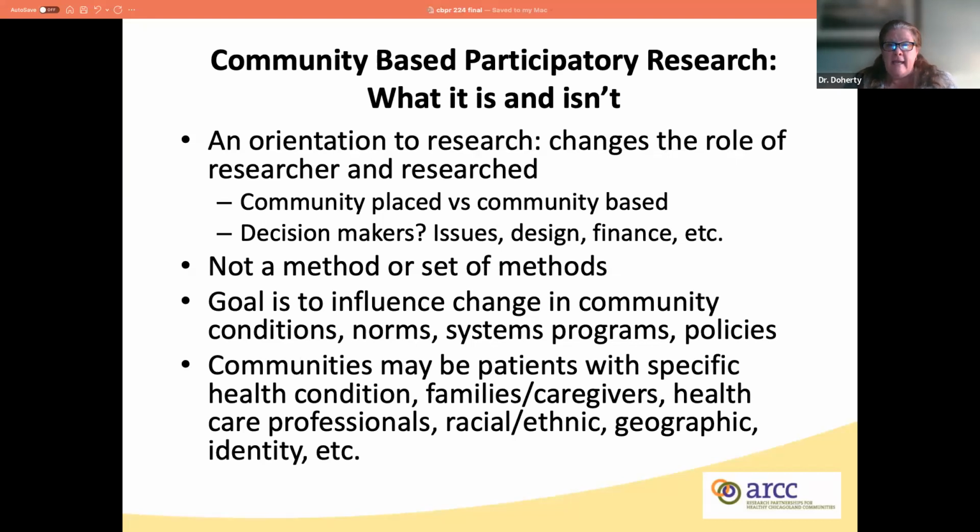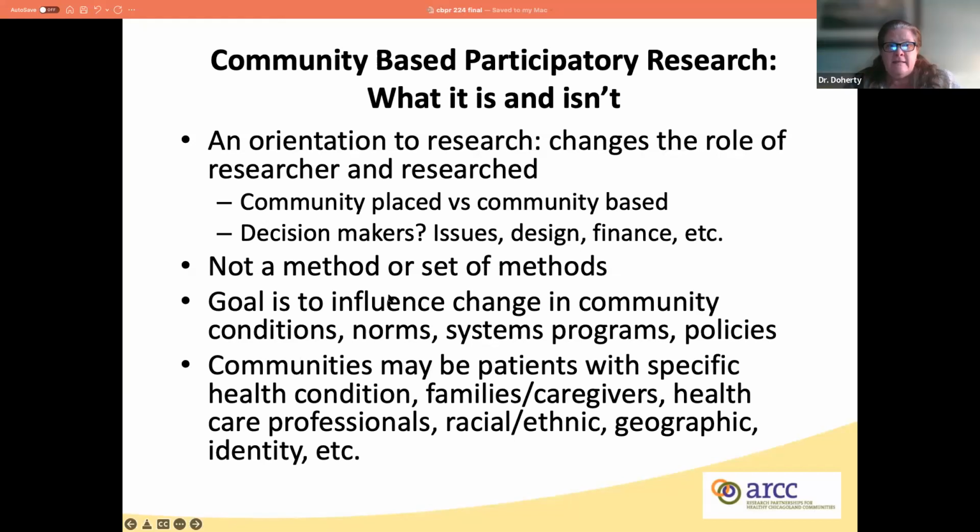Community-placed would be the researcher going into the community and placing their research and asking that they be allowed to recruit individuals from that community, versus community-based, which is the partnership, the seat at the table, the community having input in all aspects and all phases of the research.